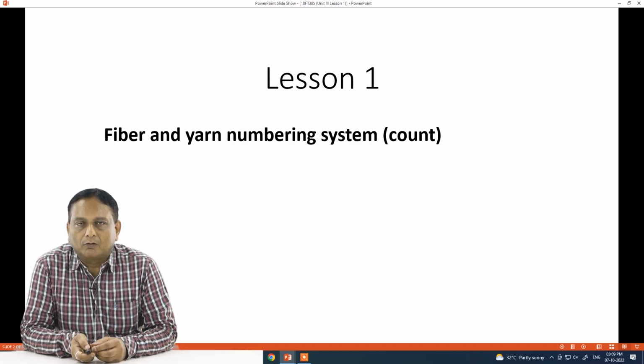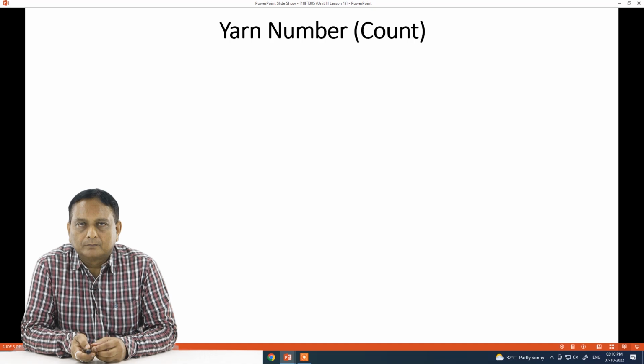We commonly call it as count. So yarn number, that is the count, and in this particular lesson we will talk about the different numbering systems in the yarn. This is of great significance because in the textile industry, count or the yarn number is very important. It is nothing but the fineness of the yarn or the thickness of the yarn.